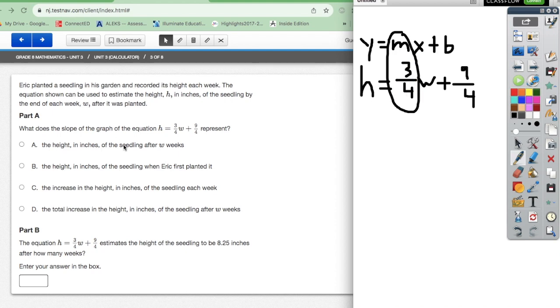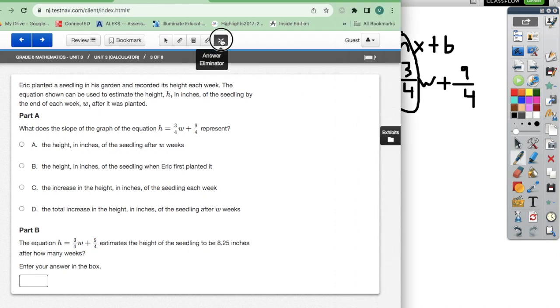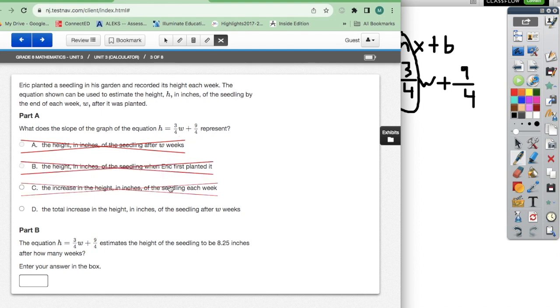So the height in inches of the seedling after w weeks, no, that's not what the slope is. I'm going to use my eliminator. No, didn't mean to choose it. Eliminator. The height in inches of the seedling when Eric first planted it. So when he first planted it, it wasn't 3/4, it was 9/4. It was the intercept. The increase in height, that sounds right.